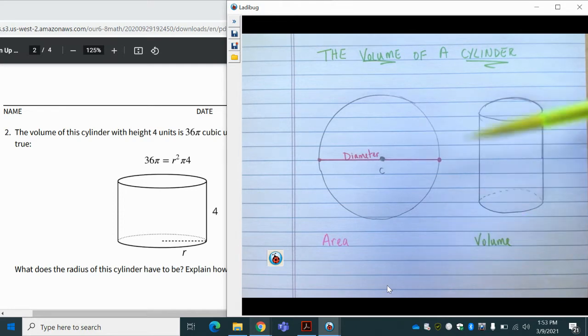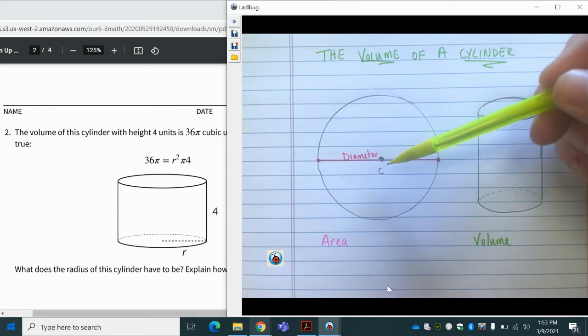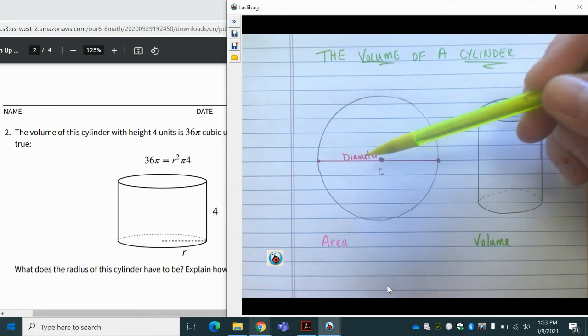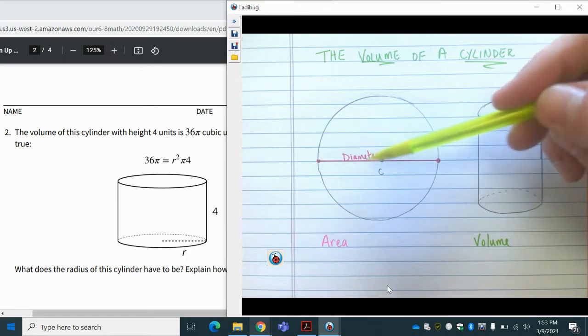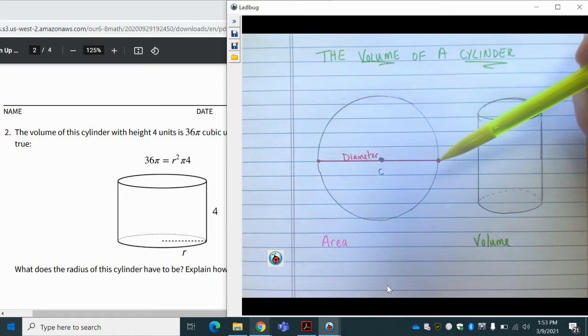So here I've got a hand-drawn circle. It's not perfect, but it's close. You can notice I've labeled the center point, the direct middle. The diameter is a line that passes through the center and connects 2 points on the circle.